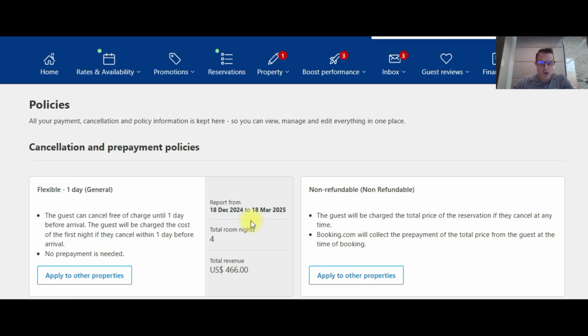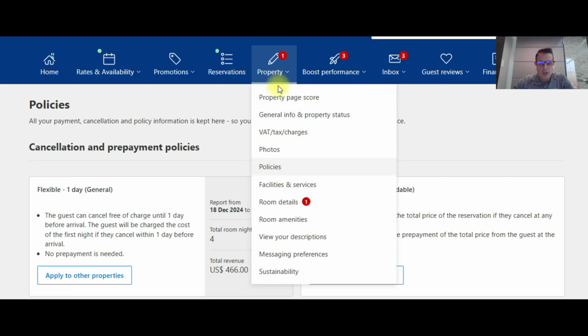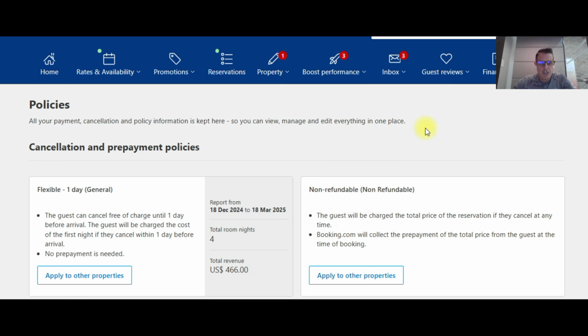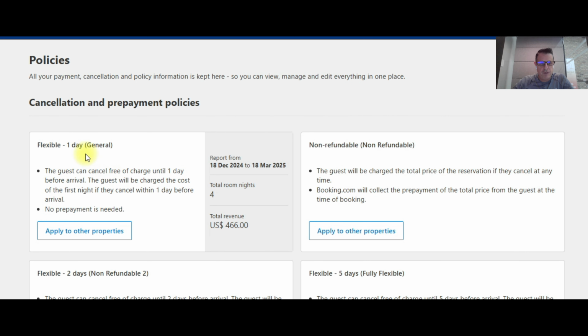All you have to do in order to do that is go to property. You go to policies, and that's the page that I'm on right now. I'm on the policy page, and you can see for this property, we have a flexible 1-day cancellation policy. What it says here is the guest can cancel free of charge until 1 day before arrival. So that gives a hotel a 24-hour cushion to check reservations after they're guaranteed. People are not allowed to cancel 24 hours prior to arrival.